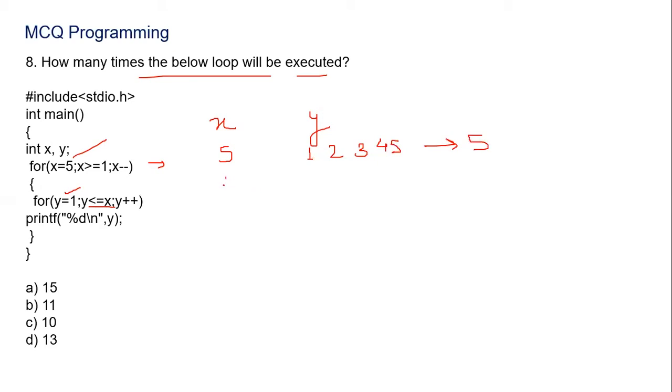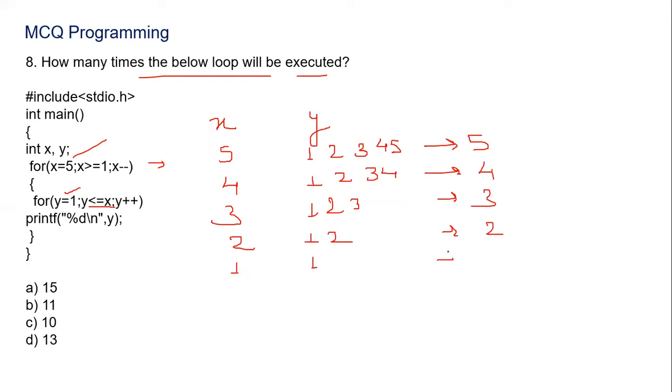Okay, and when the value of x becomes 4, it goes 1, 2, 3, 4. So how many times did it run? It ran 4 times, right? When the value of x is equal to 3, it goes 1, 2, 3. So it is running 3 times. Similarly for 2, it will run 1 and 2, so it is 2 times. And for the value of x equal to 1, it is running only 1 time.